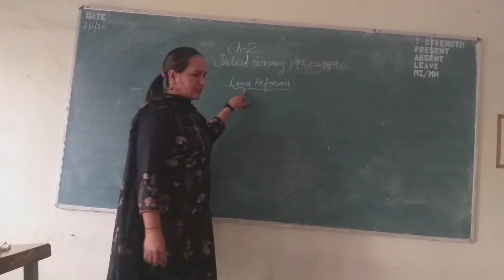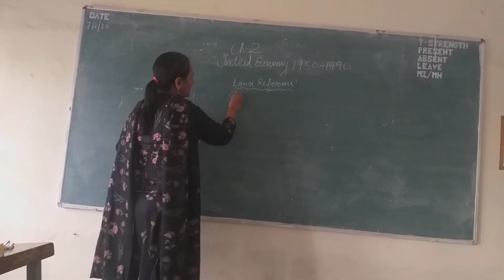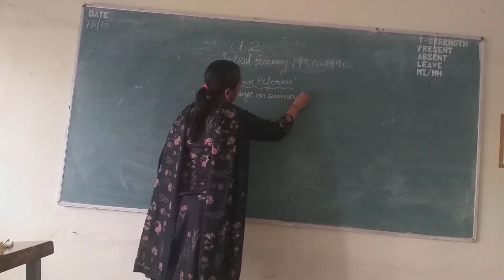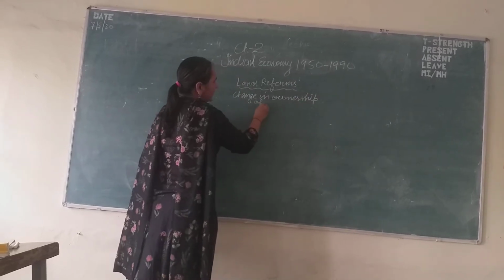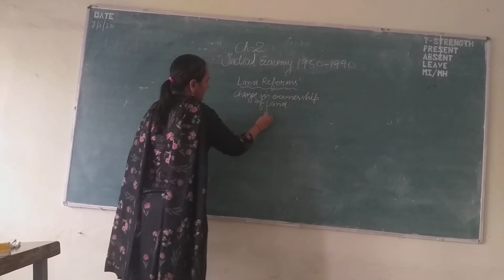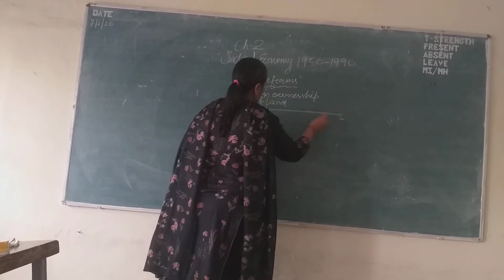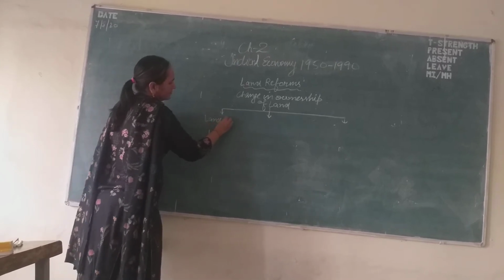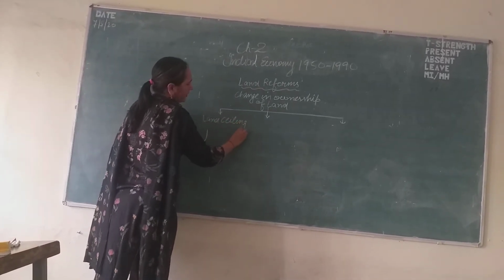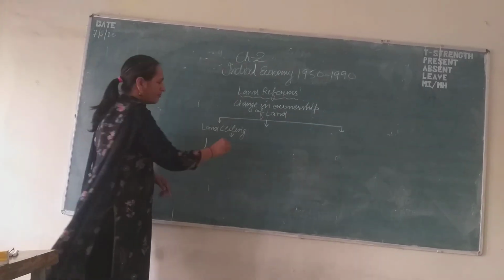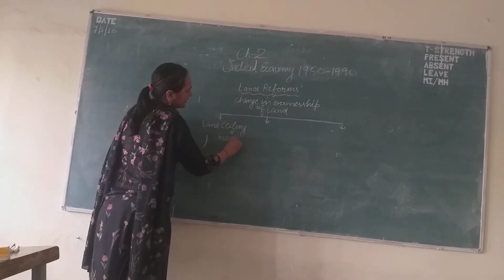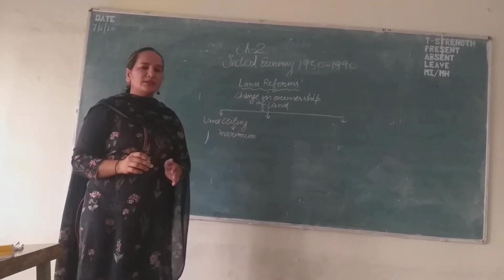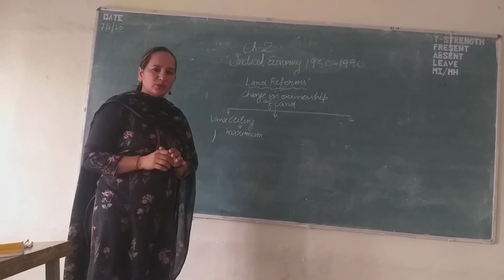These land reforms are related with change in ownership of land. Under this system, there were mainly three reforms. One is land ceiling. Here the word ceiling means maximum. So land ceiling means fixation of a maximum limit by the government that an individual can own.